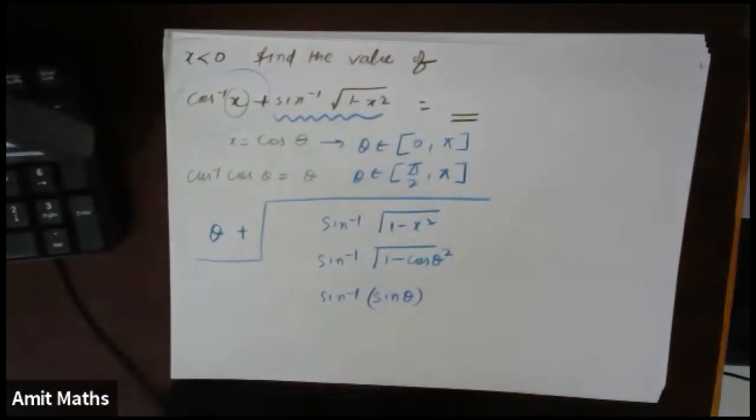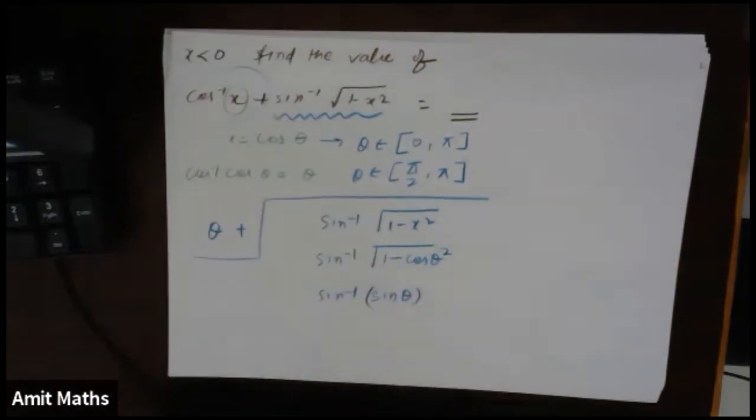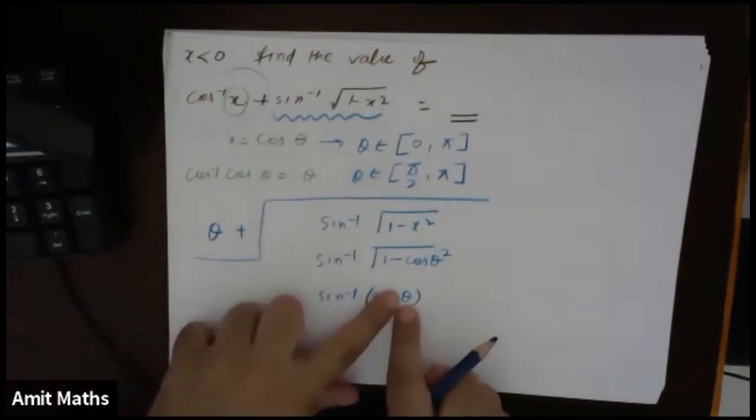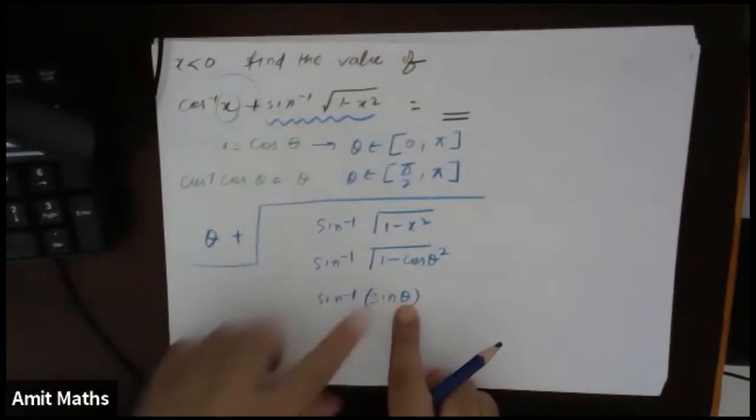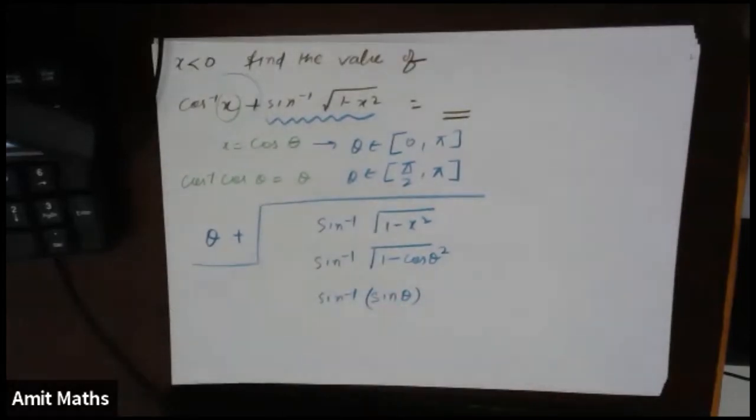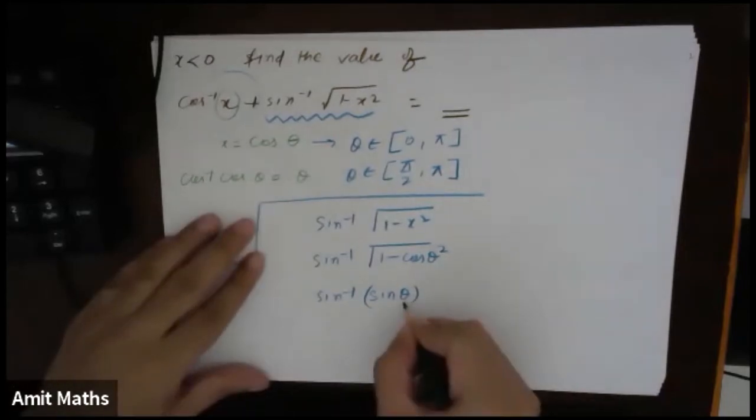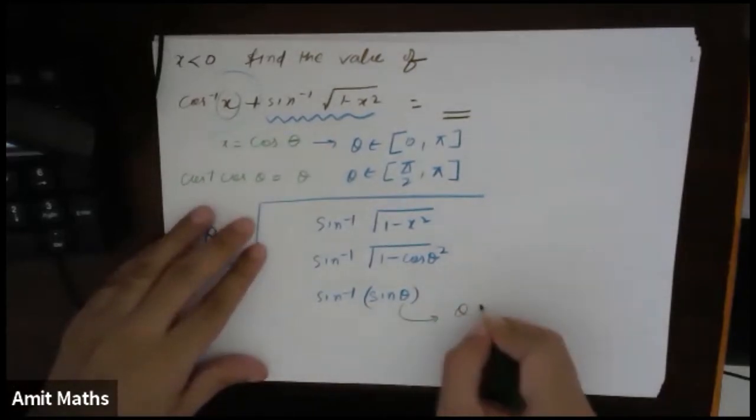Now see, if this theta was belonging to minus pi by 2 to pi by 2, I would have simply written this as theta, right?